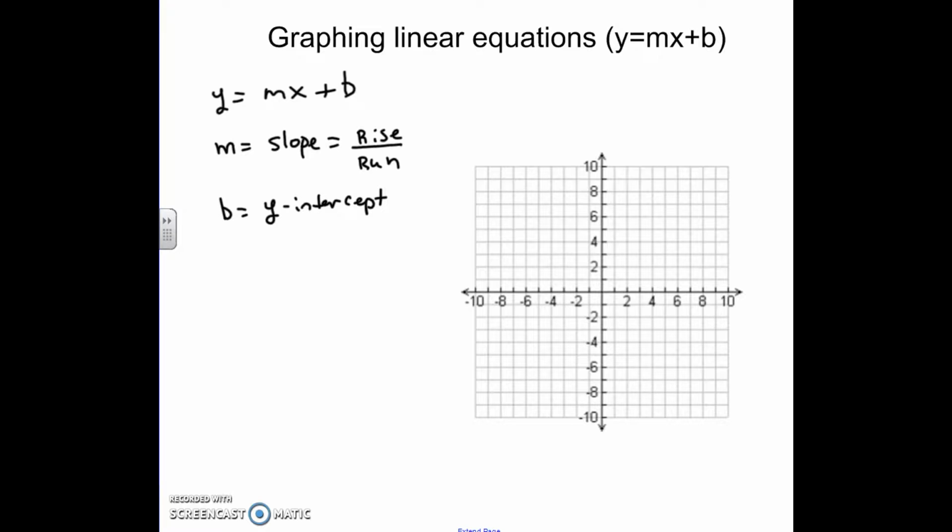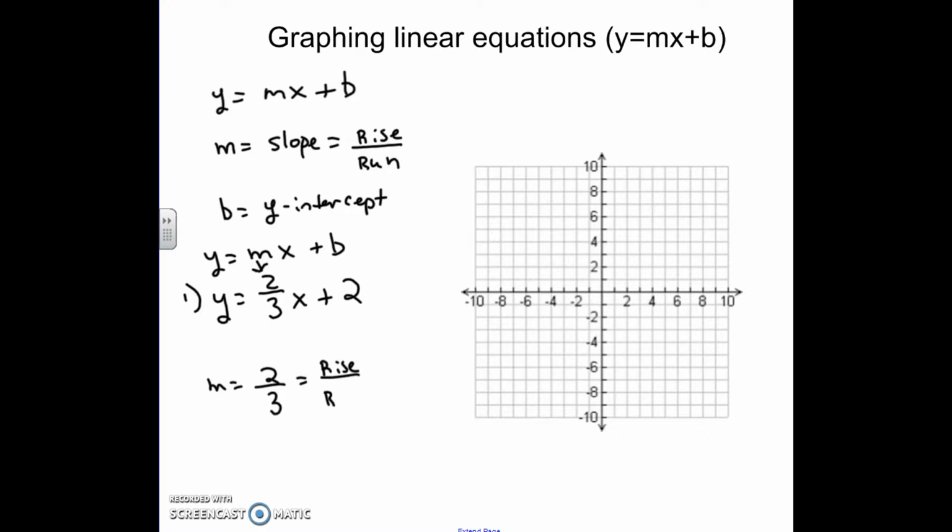So let's take our first example, number 1. y equals 2/3 x plus 2. Okay, what you have to do is you look to see what your m and your b is. So if you follow your slope-intercept form, m, the slope, would be 2/3. That means the rise is 2 while the run is 3. The y-intercept, where it crosses the y-axis, is at 2, positive 2.